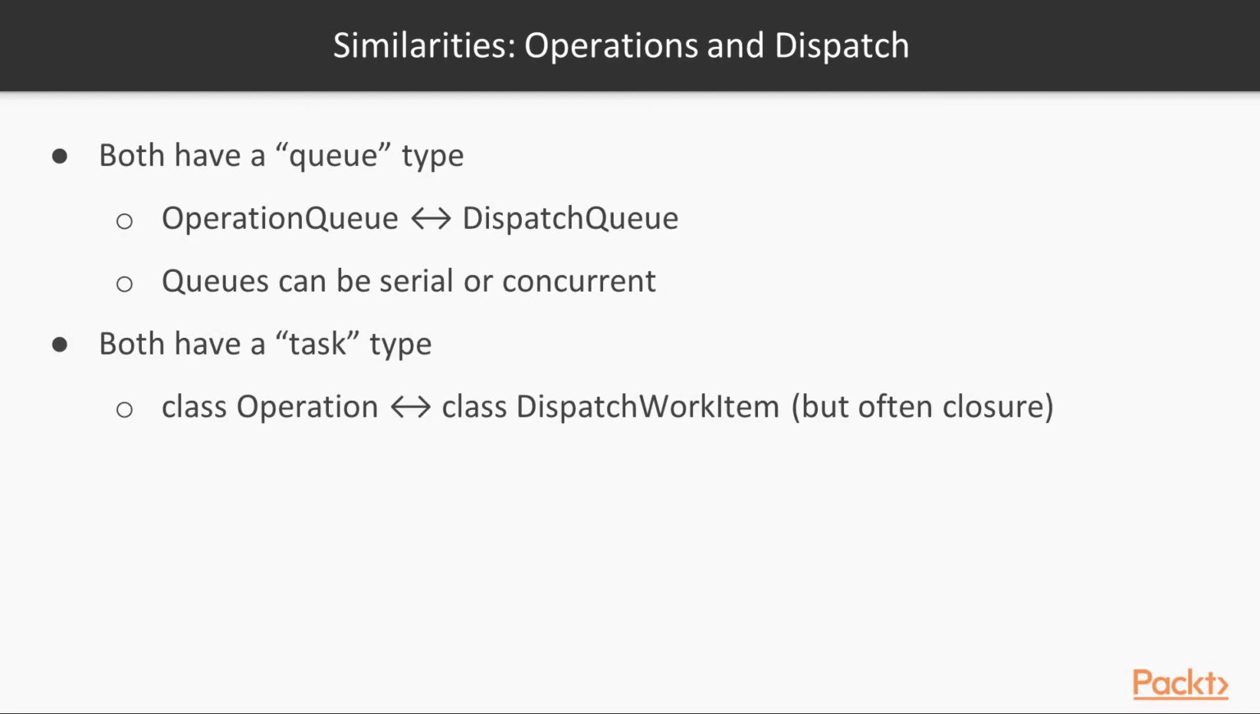Furthermore, both have a task type that represents a job to be executed on a queue. Operations has the base class Operation, and Dispatch has the class DispatchWorkItem. However, as we saw in the previous section, it's more common to execute simple closures on a dispatch queue, since this better suits the common use cases for dispatch.